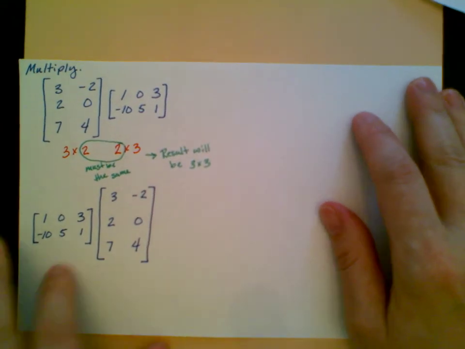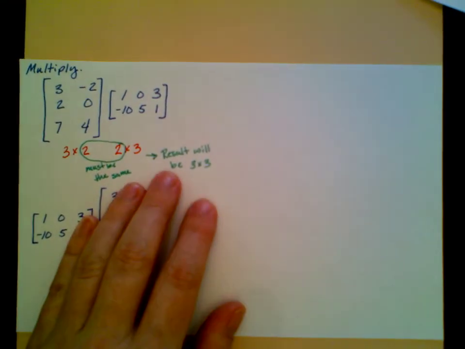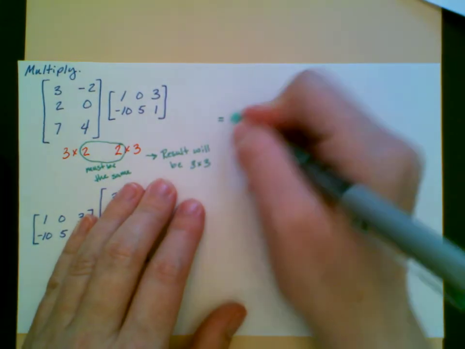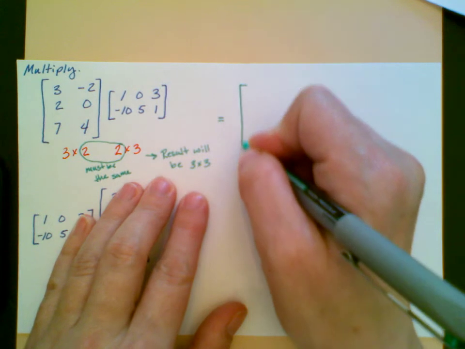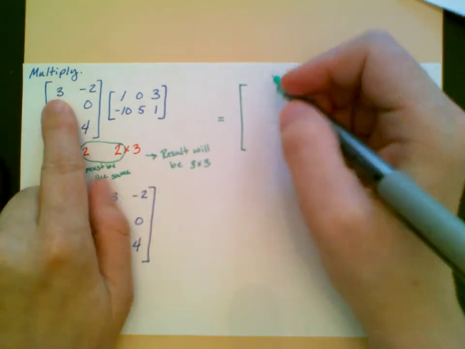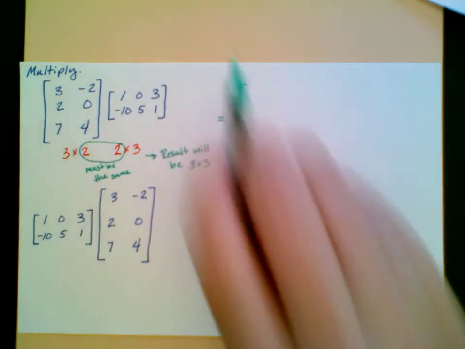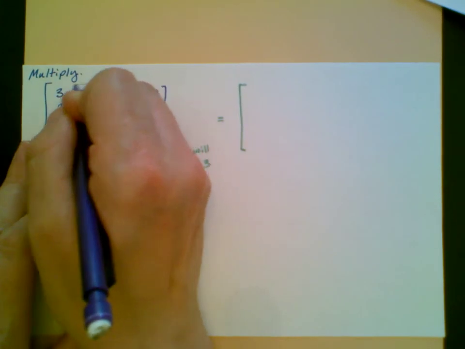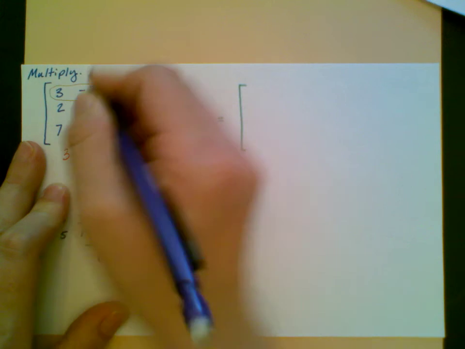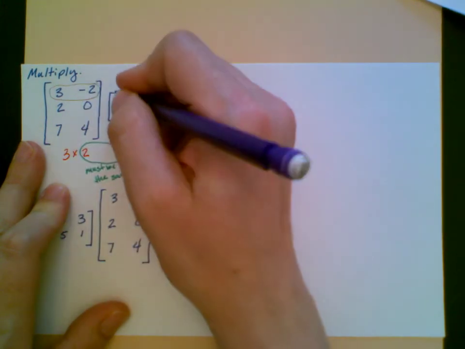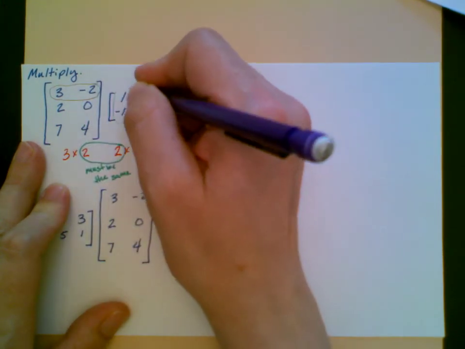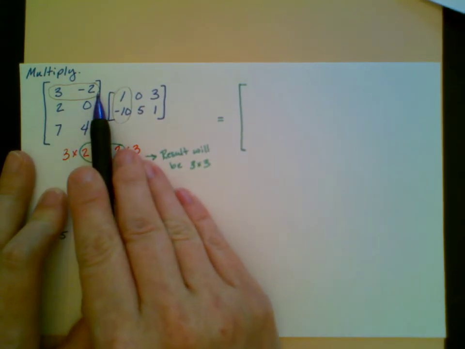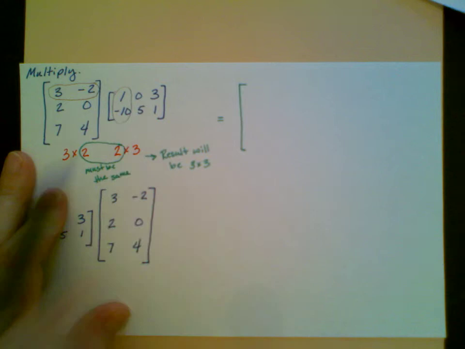And, well, we will figure this out. So we said the result will be a 3 by 3. So I multiply row 1 in the first matrix times column 1 in the second matrix. Rows will always come from the first, columns will always come from the second.